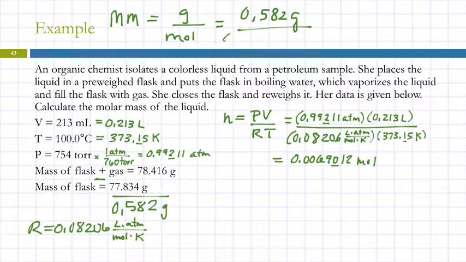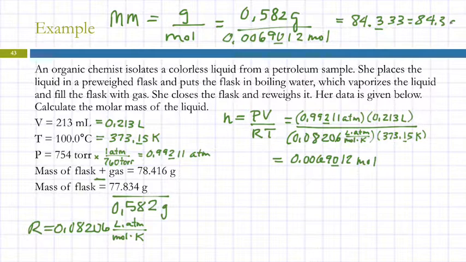I want grams per mole, so I take the grams and I divide by the moles. 0.582 divided by 0.0069012. And this result should also have 3 sig figs. So we end up with 84.3 grams per mole. Any questions?